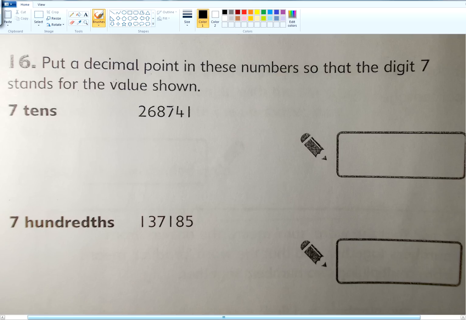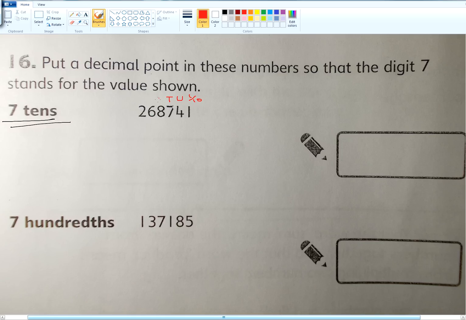Okay, question number 16. Put a decimal point in these numbers so that the digit 7 stands for the value shown. 7 tens. Okay, right. So if that is the tens, then that will be the units, and that will be the tens, isn't it? Yeah, we happy with that? They changed units to ones, or do they? Never mind.